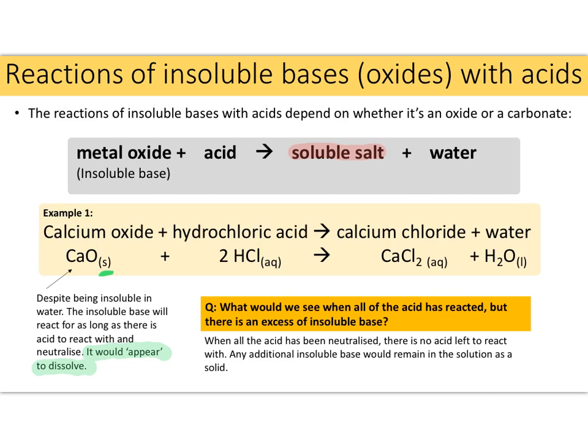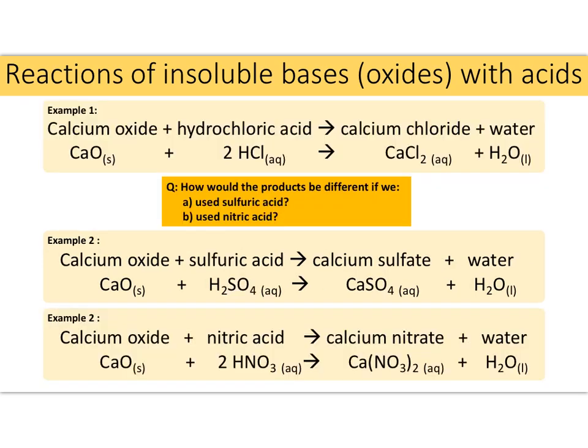It was only appearing to dissolve because it was reacting with the acid. So once we've used up all of the acid, any additional insoluble base that we add will remain as a solid. Okay. These are just a couple of different metal oxides, the same metal oxide, calcium oxide, but we're reacting it with 3 different acids: hydrochloric acid, sulfuric acid, and nitric acid.